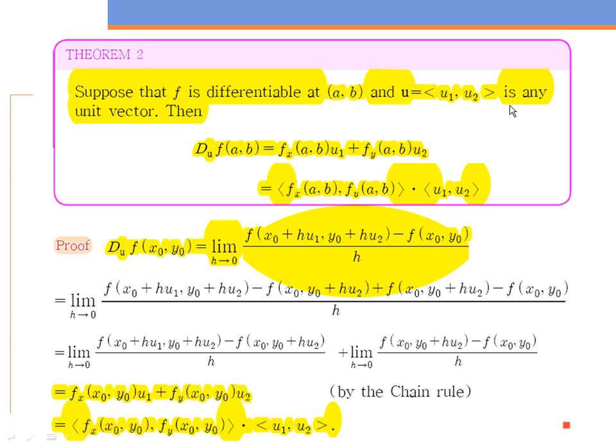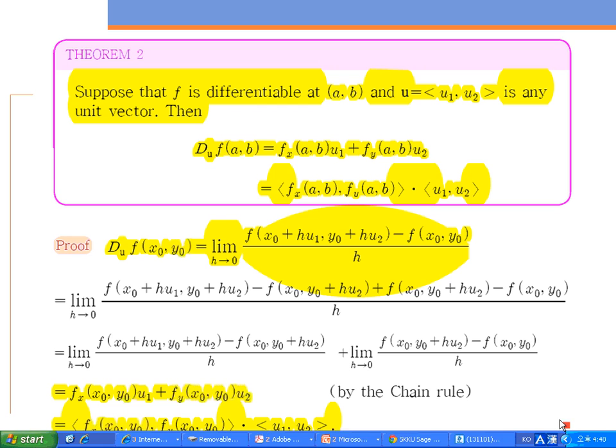When u is a unit vector, any unit vector, then this can be written in this way. So this can be obtained as an inner product of this vector and this unit vector. So the directional derivative can be found as an inner product of these two vectors. This gives us a motivation for the gradient vector. The reason that this equality holds is from the definition. We can write the directional derivative in this way, and this can be expanded in this way, and it can be rewritten as two separate limits like this.